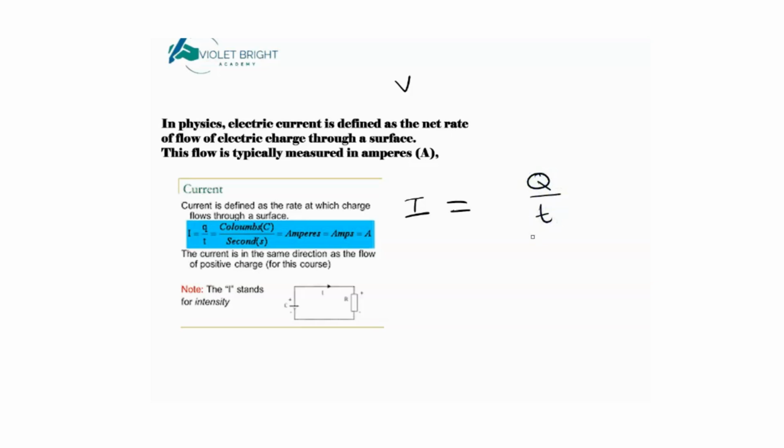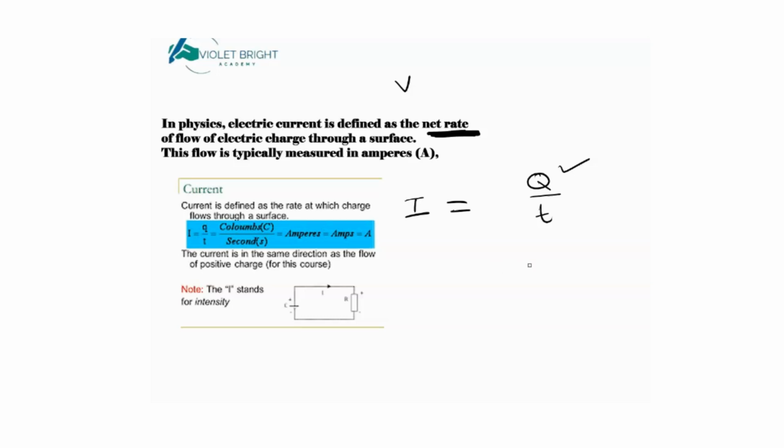So basically it's the amount. Remember, when it comes to the rate, we are going to be talking about the time also. So it's the amount of charges that flow through a point per specific time. It's the amount of charges that flow per specific time. So now it's easy for us to find this.